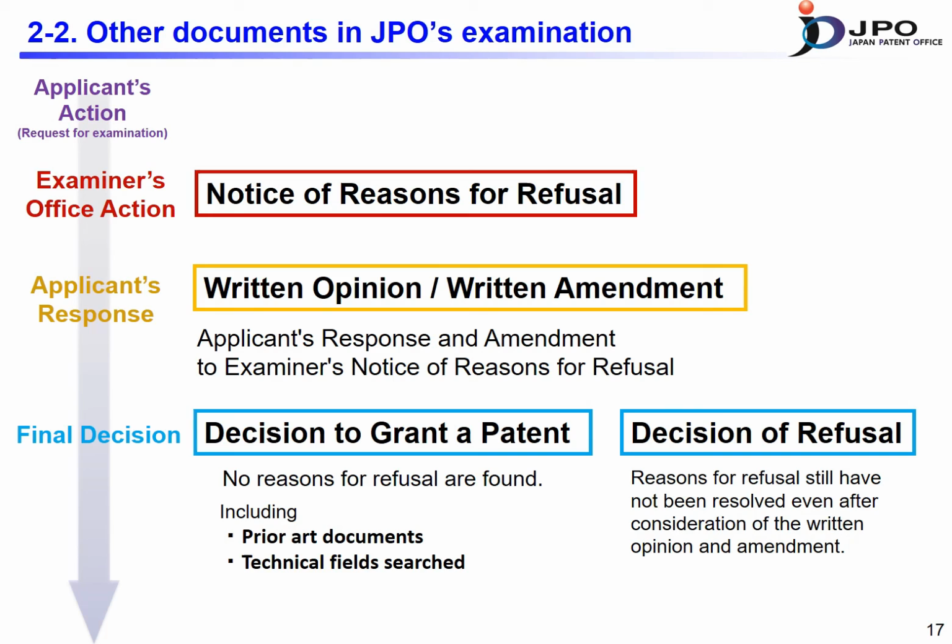If all the reasons have been resolved, the examiner will decide to grant a patent. This decision to grant a patent summarizes prior art documents and the technical fields searched. And if the reasons for refusal remain unresolved, the examiner will make a decision of refusal.